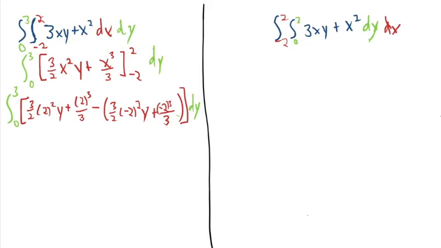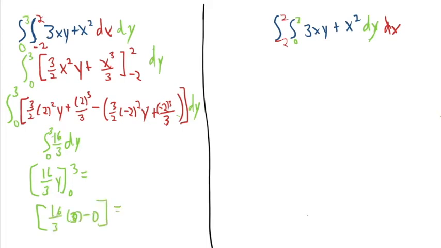So now, in a calculator, solve this out. It's going to come out to be 0y, so 0. Using a calculator, it comes out to be 0y plus 16 over 3. So 16 over 3 dy, and that's from 0 to 3. So the integral from 0 to 3 of 16 over 3 dy is going to be 16 over 3 y from 0 to 3, which comes out to be 16 over 3 times 3 minus 0, which is 16.